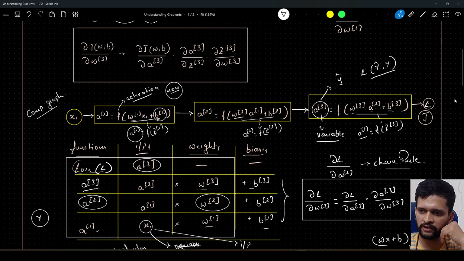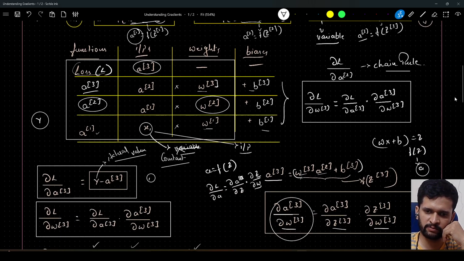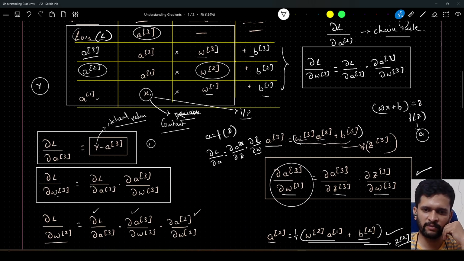So that we have computed right now. The same thing I have written here: dl by dw3 equal to dl by da3 into da3 by dw3. And this dA3 by dW3 can be expanded further because A is obtained by applying an activation function on Z3, right? So that's what I have written here. If you want, you can refer to this. I'll just tell it to you for the sake of explanation.